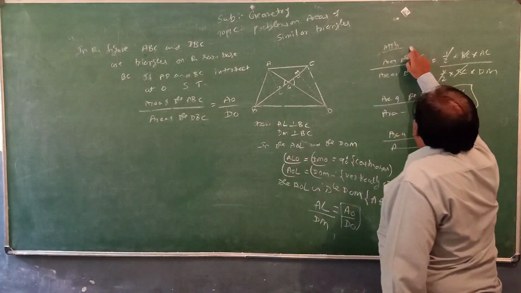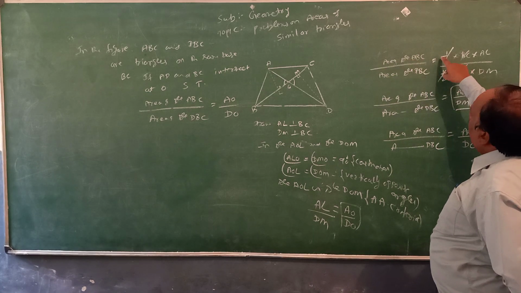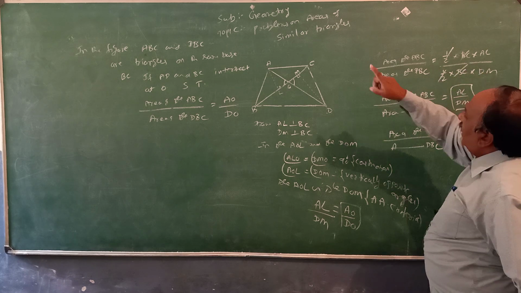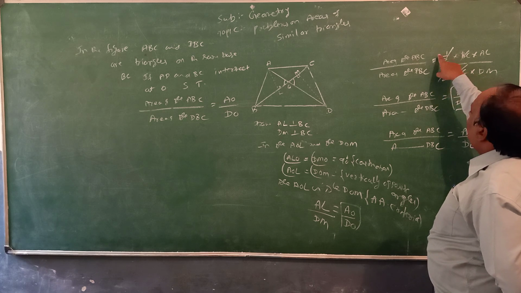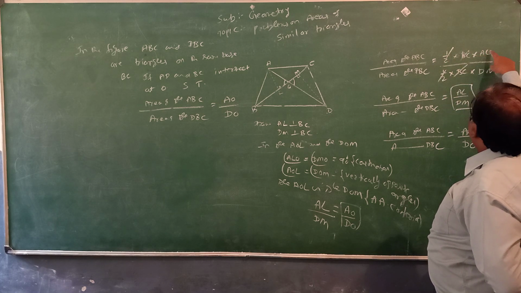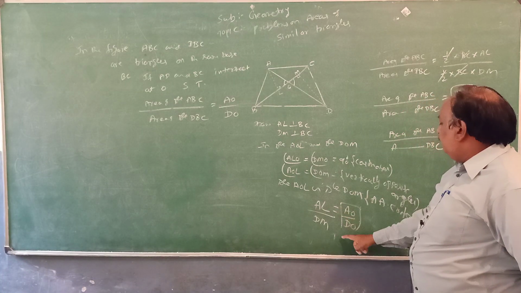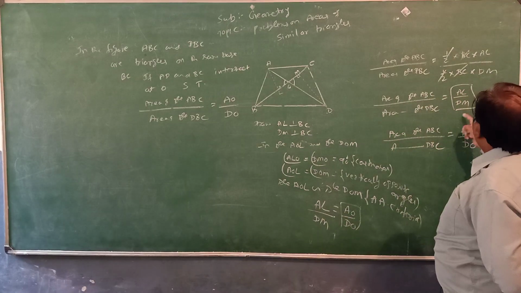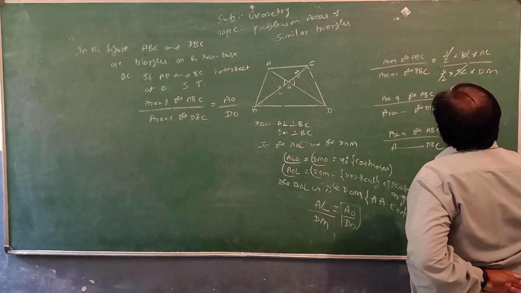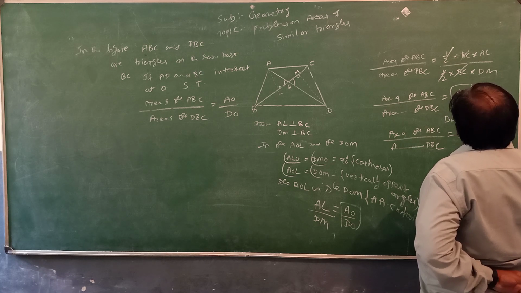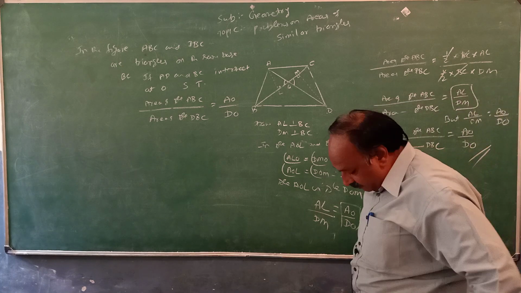Now apply the formula. Area of triangle ABC by area of triangle DBC: half into base BC into height AL, half into base BC into height DM. Half and half cancel, BC cancels, giving AL by DM. But we have proved that AL by DM is equal to AO by DO. Substituting the value, we have proved this problem.